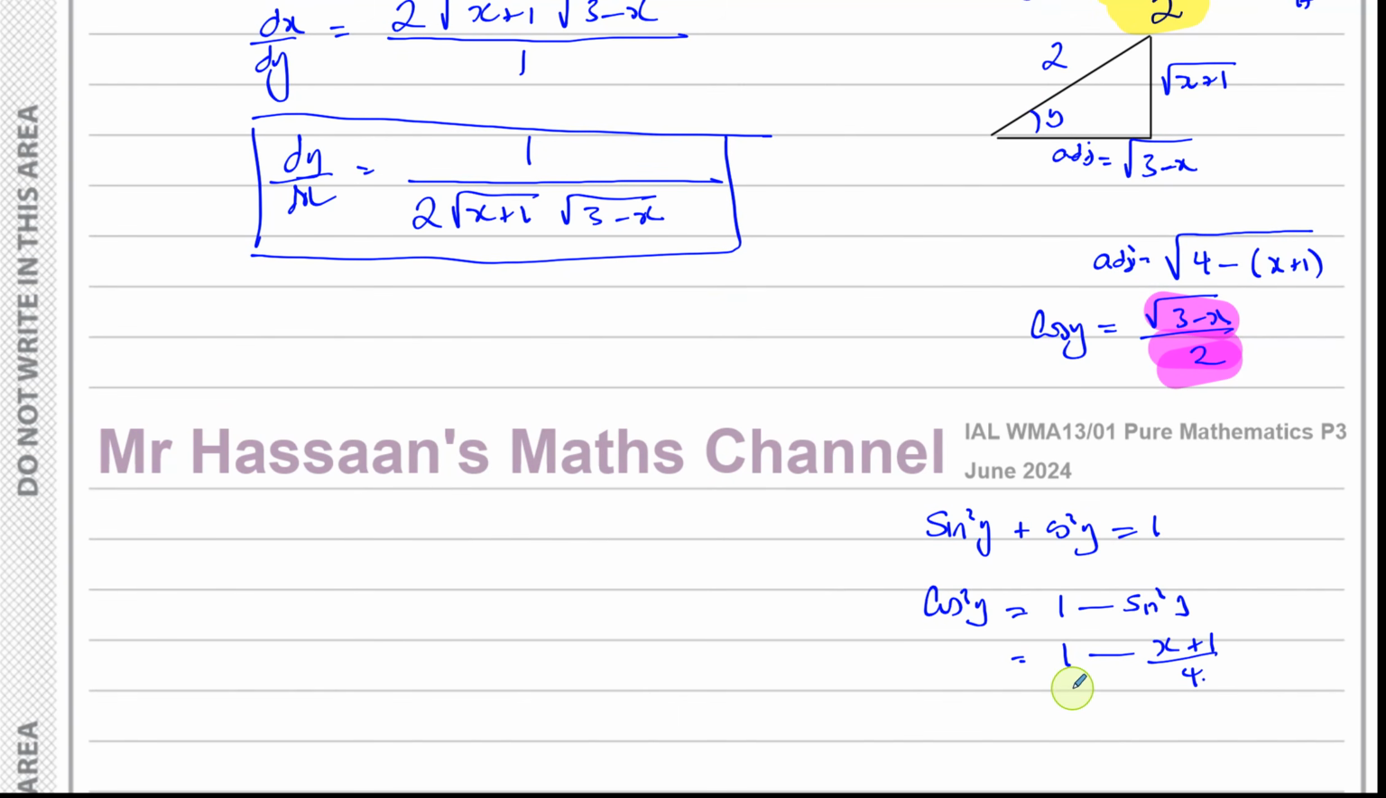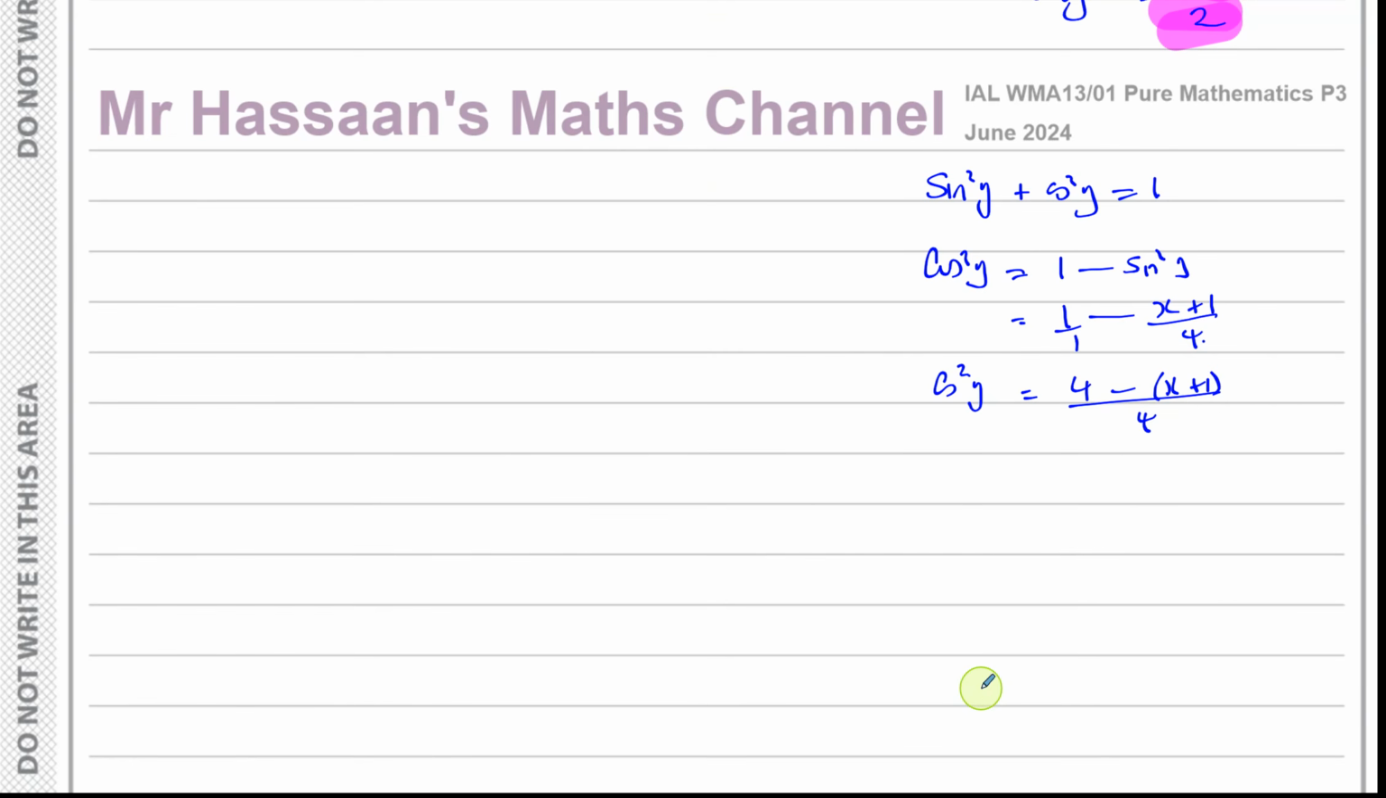If you rearrange that, it's going to be 4 minus (x plus 1), all over 4. That's cosine squared y, which gives you 4 minus x and 4 minus 1, so that'll be (3 minus x) over 4. That's cosine squared y.